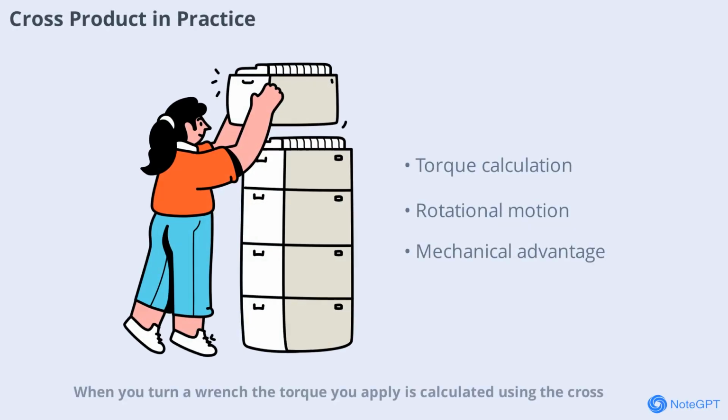When you turn a wrench, the torque you apply is calculated using the cross product of force and the distance from the pivot point. The result is a vector perpendicular to both the force and the lever arm. This is essential for understanding rotational motion and mechanical advantage.